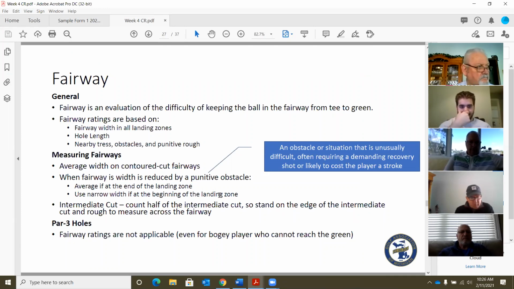So this doesn't come up a ton, but one way to think about it is that if you have a really tight landing zone, and you've got an obstacle that's nearby the front of it, then you're going to use that narrow width and not the average. But in most cases, we're going to use the average.